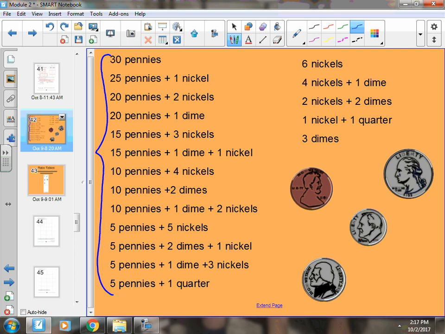And then I thought the only other way to use pennies at the highest amount, I'd have to go down to 25 pennies with 1 nickel. I went down to 20 pennies and 2 nickels, 20 pennies and 1 dime. So if you take a look at this list, this is all of them.